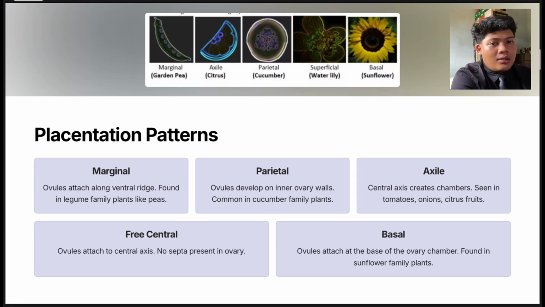Meanwhile, in axile placentation, common in tomatoes and onions, ovules are attached to a central column and the ovary has multiple chambers. Free central placentation features ovules attached to a central axis without any chambers, as seen in some primrose plants. Next, basal placentation, typical of the sunflower family, has ovules located at the base of the ovary. This intricate structure dictates where ovules attach within the ovary, influencing plant reproduction.